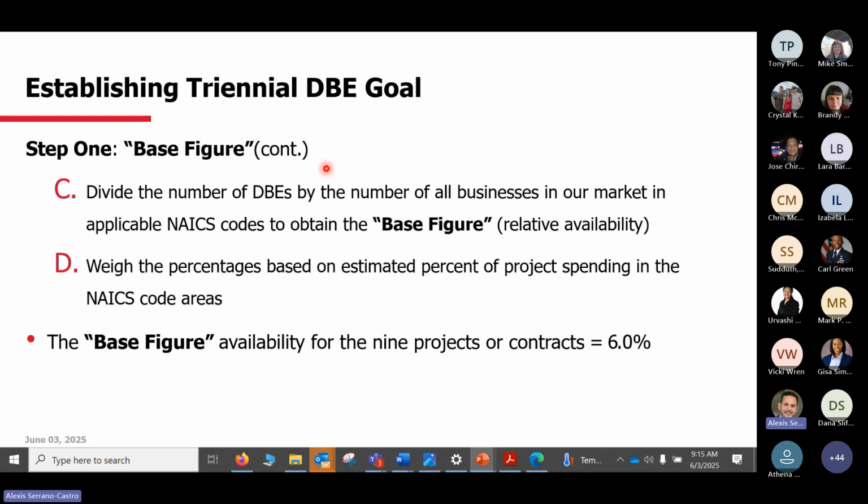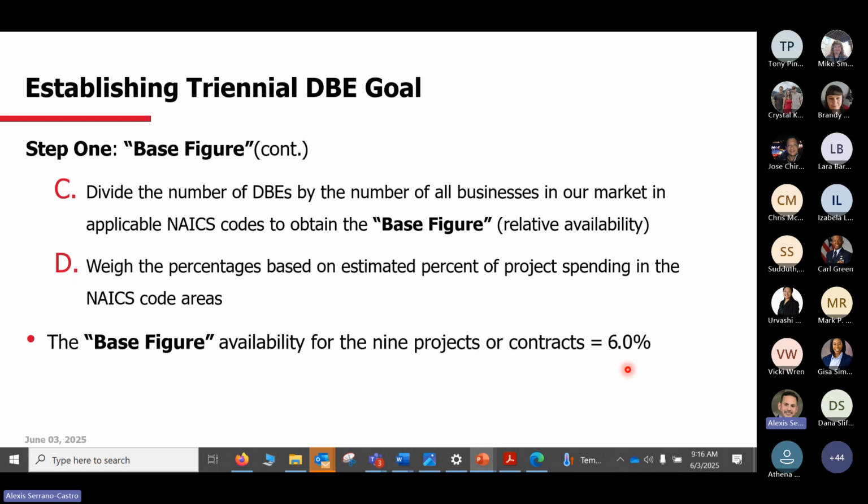So based on that, after finishing the first step, the base figure is 6%. So this is the anticipated amount for these 9 projects that we just shared. The 9 projects, again, are the projects that we can anticipate today. We don't know what's going to happen next year or the year ahead, or maybe even at the end of this cycle, which is at the end of year 2028.